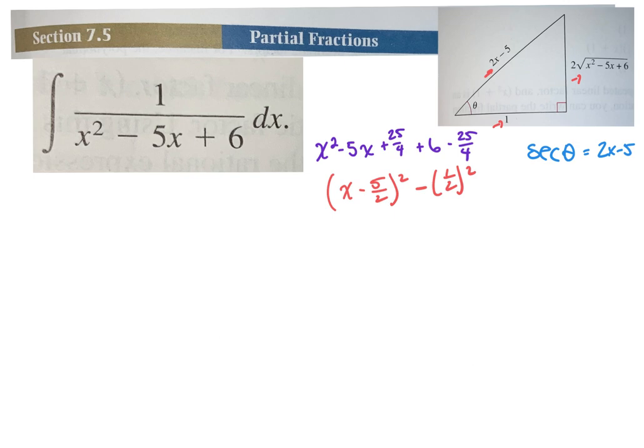So in order to get what's inside here, we're going to say that x would equal 1 half secant, if you just solve back for x, right? And then my dx, that's a 2, not an x. My dx is going to be 1 half secant tangent. Okay.